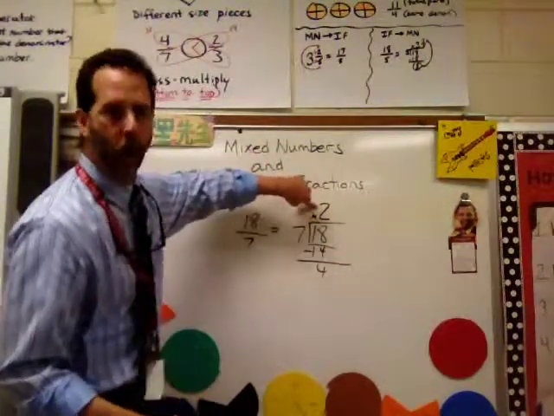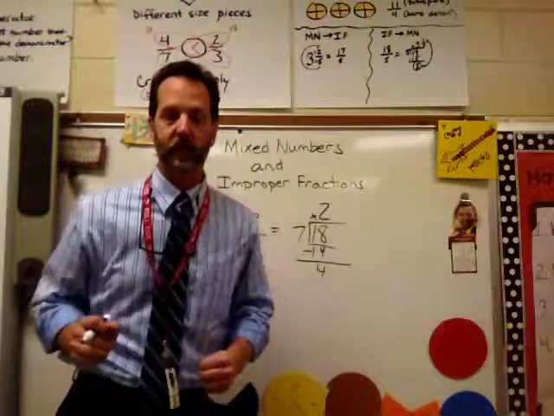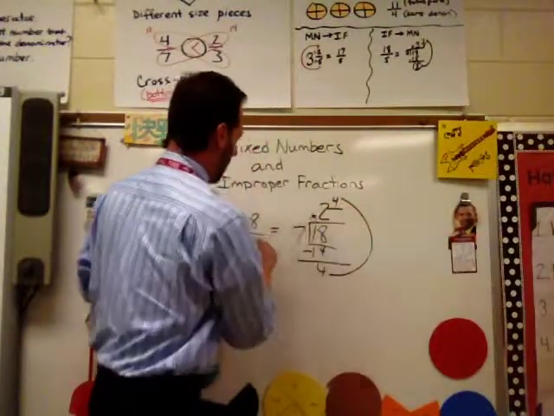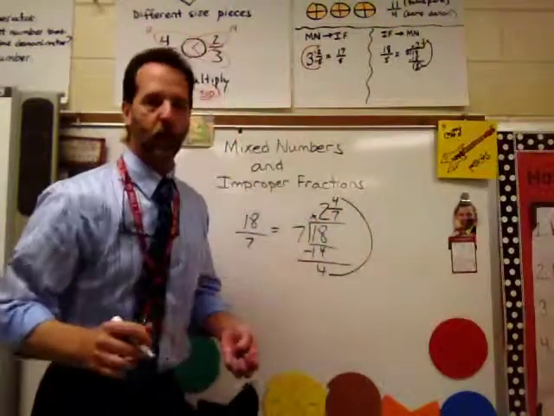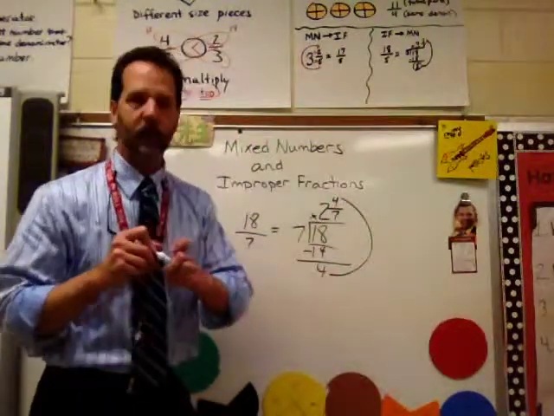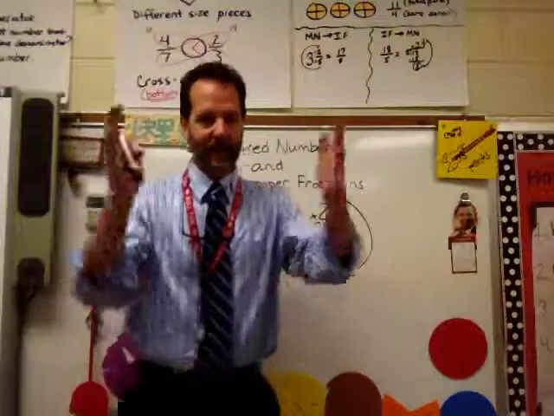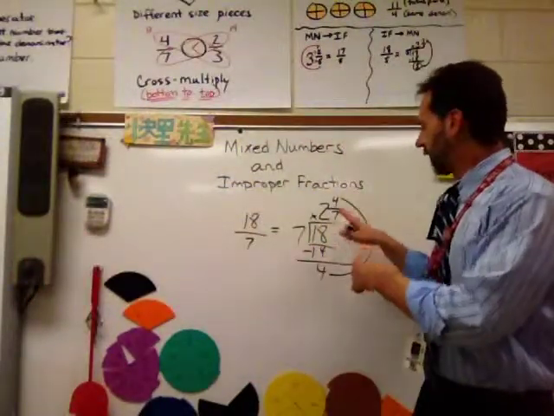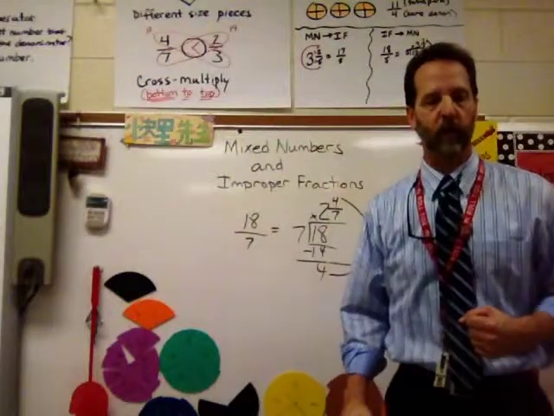Well, I have 2 whole things, 7 and 7, 14. This 4 is going to become my numerator, and my denominator stays a 7. So I would have 2 and 4 sevenths. 7 and 7, that's 14. 18 minus 14 is 4, and that becomes my numerator.